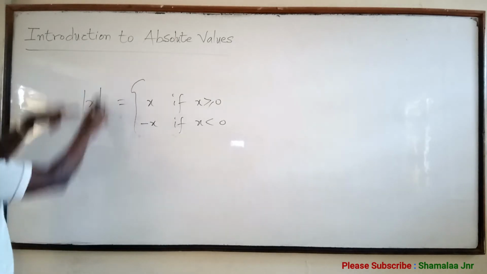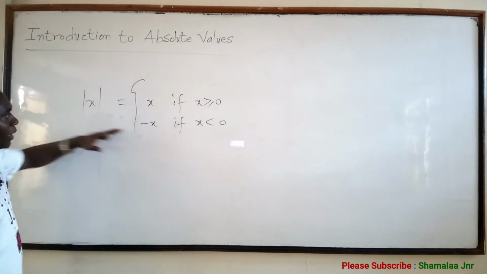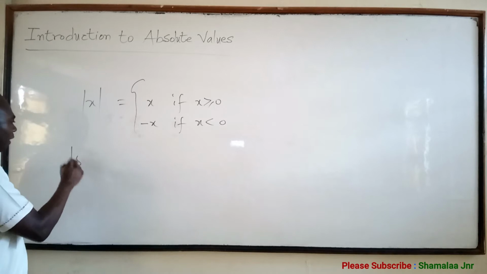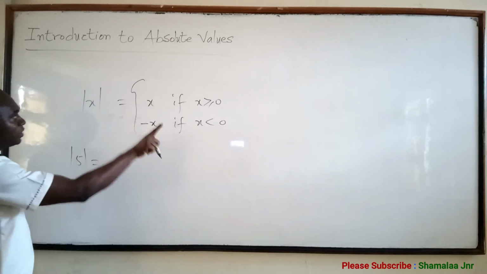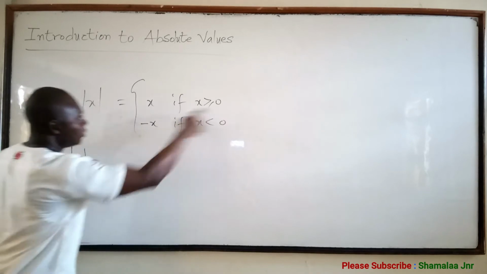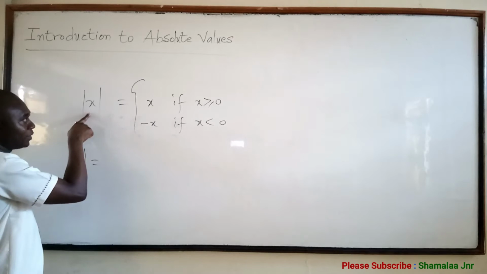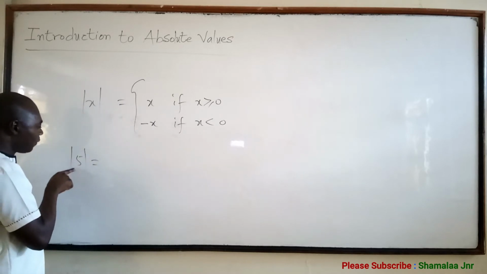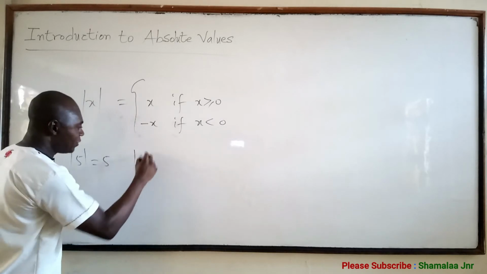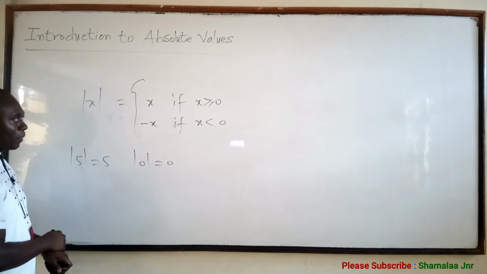So when you see this, it means absolute value of x or modulus of x, and this is the definition. For example, when you have to find the absolute value of 5, then from this definition, if x is greater than or equal to 0, the absolute value is the number itself. So the absolute value of 5 will be equal to 5. The absolute value of 0 will be equal to 0.